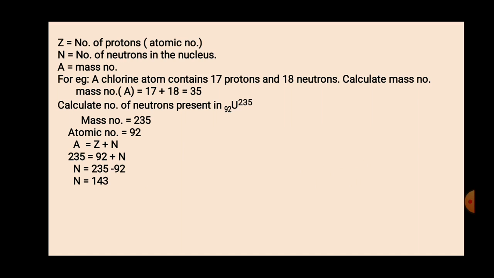U is nothing but uranium. The upper part, 235, is written as the mass number. The upper part always has the mass number. Below, 92 is the atomic number. So the mass number is 235 and the atomic number is 92. How is it calculated? You have to apply the formula A is equal to Z plus N. With the help of this formula, you can calculate the number of neutrons. I hope you understood the concept.